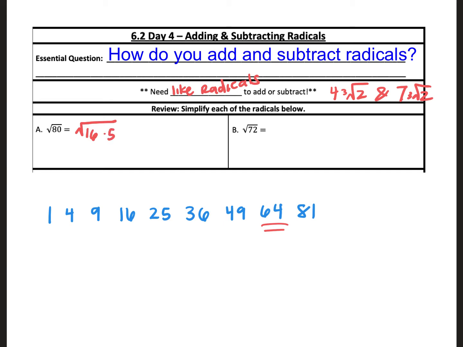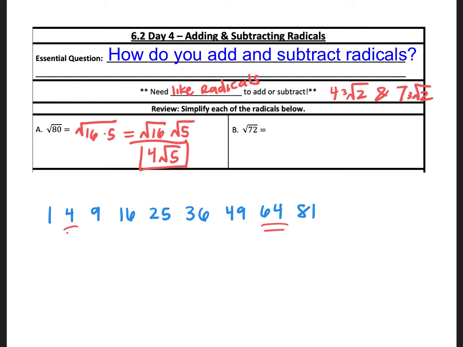If I multiply those two numbers, I get 80. We need to simplify it. We're going to take the square root of both: the square root of 16 and the square root of 5. The square root of 16 is 4, and the square root of 5 I can't simplify. So my final answer would be 4 root 5. It's really important you find the biggest perfect square.